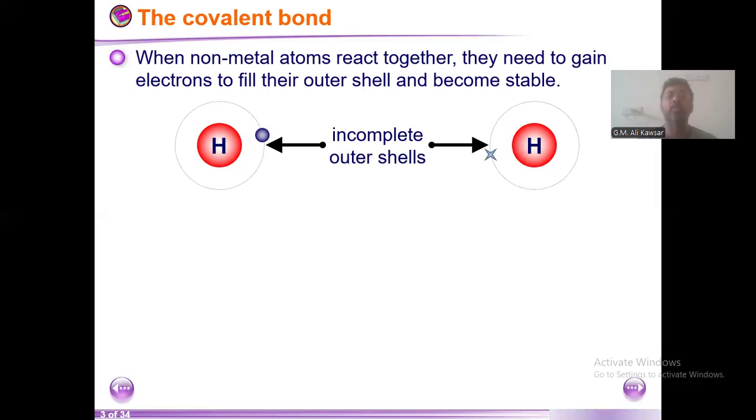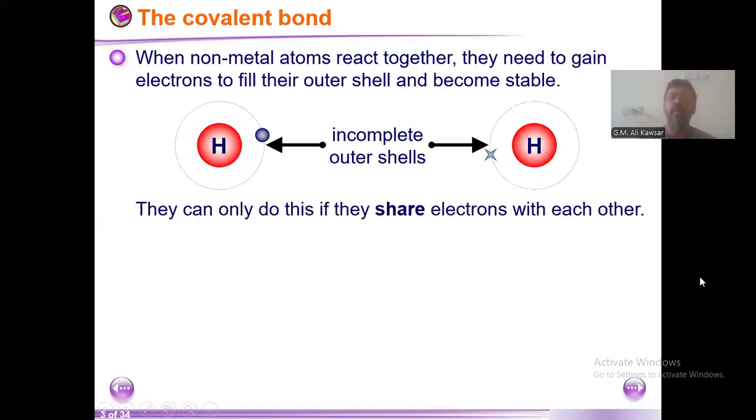Here, just a first example. If we see a hydrogen atom, a hydrogen atom has only one electron in the outermost shell. That means its outermost shell is incomplete. So in that case, if two hydrogen atoms can share each electron, then they can achieve the electronic configuration of helium, which is a noble gas, the closest noble gas to hydrogen. So what will hydrogen do? Each hydrogen atom will share one electron, and in this way its outermost shell will be complete and it will be stable because it gives the configuration of a noble gas, which is helium.